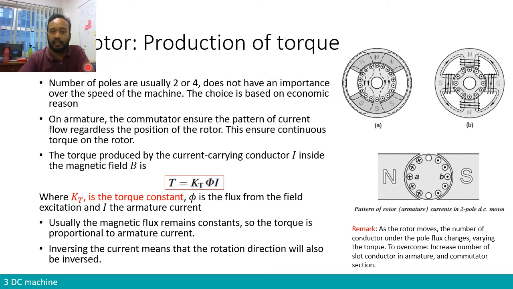So in a machine, one of the things that is important to know is that when we look at the stator winding or the field windings just now, we can see that there is a certain number of poles. In a DC machine, we can usually find either 2 or 4 poles, and this number of poles does not have any relation to the speed of the machine. Speed of the machine is not related to the number of poles. The choice is based on economic reasons or manufacturing process reasons, right?